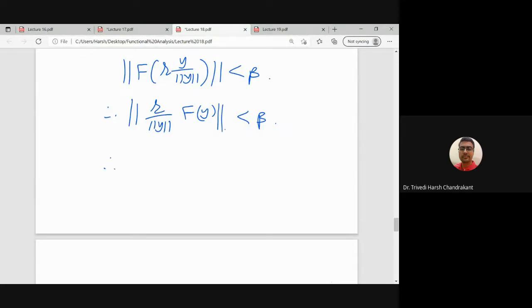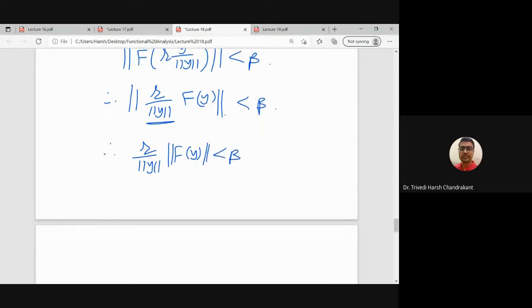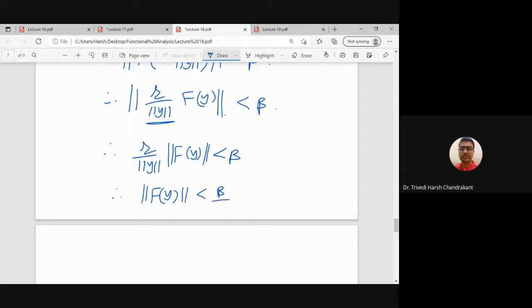And then again, this is a positive number which will come outside the norm. This is a property of norm. So r divided by norm y times norm of f of y is less than beta. So finally what we get is norm of fy is less than beta divided by r times norm y, for every non-zero y belonging to X.